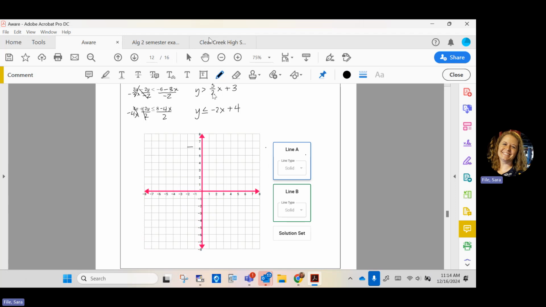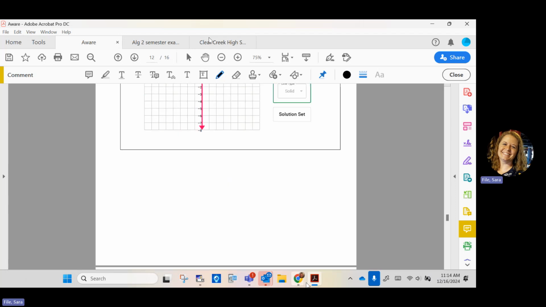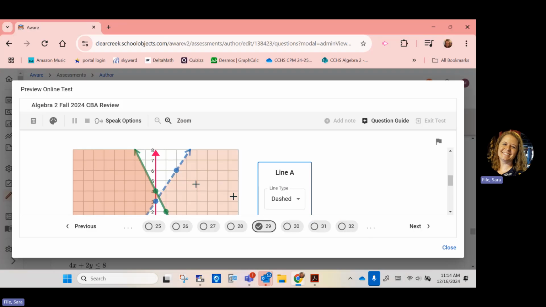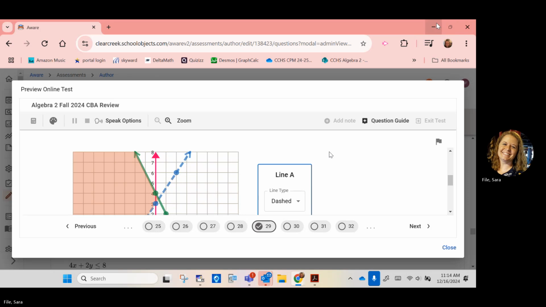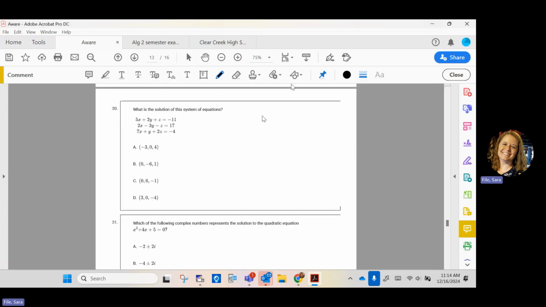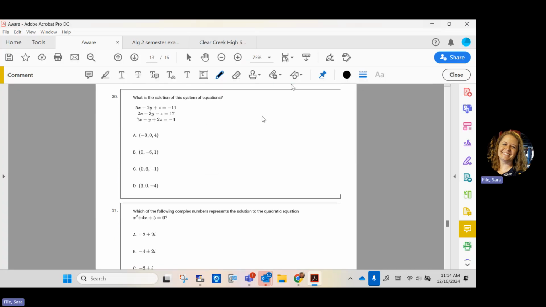Okay, but it ended up, I'm not going to put it here. I showed you what it ended up looking like. Okay, so you can do that. Okay, the solution to the system.